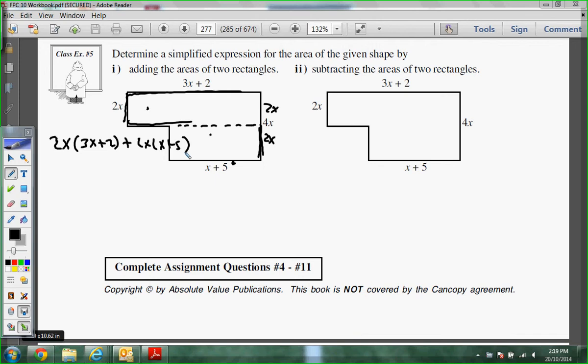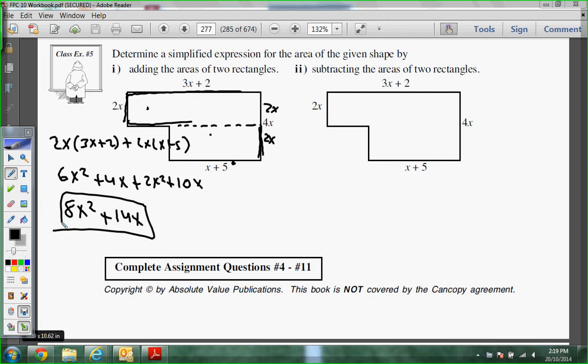Okay, so that's going to be 2x times 3x, 6x squared. 2x times 2, 4x. 2x times x, 2x squared. 2x times 5, 10x. 6x squared plus 2x squared is 8x squared. 4x plus 10x is 14x. So the area of that figure can be represented as 8x squared plus 14x, excuse me.